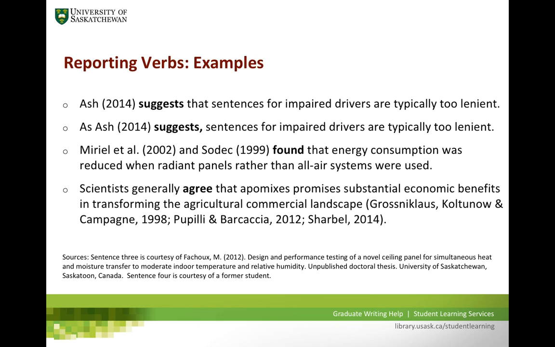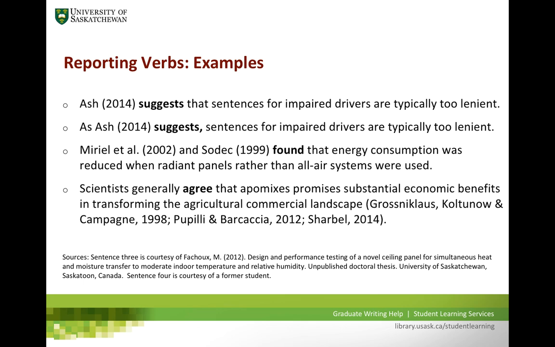On this slide, we have some examples of reporting verbs used in sentences. The first sentence here: Ash suggests that sentences for impaired drivers are typically too lenient. That's a pretty straightforward sentence presenting Ash's argument about sentences for impaired drivers. And then in the next sentence, we have: as Ash suggests, sentences for impaired drivers are typically too lenient.